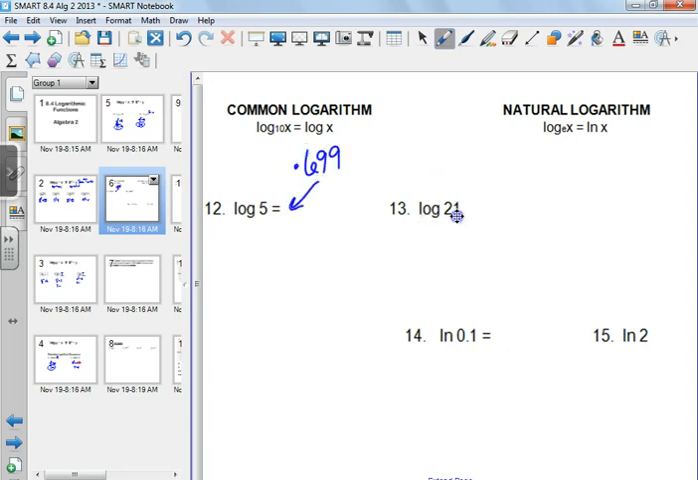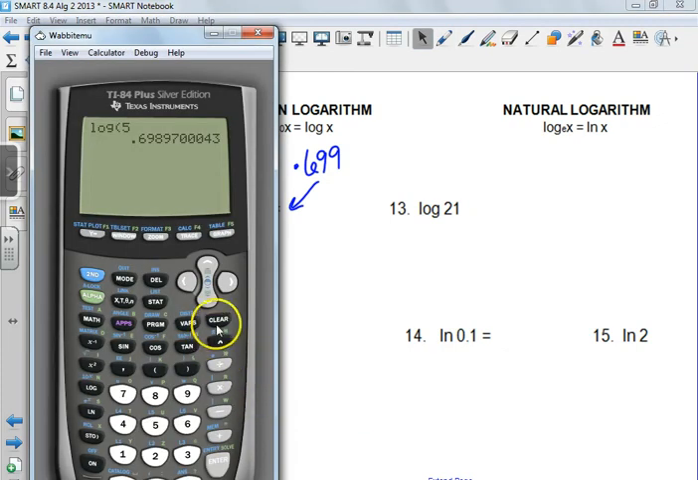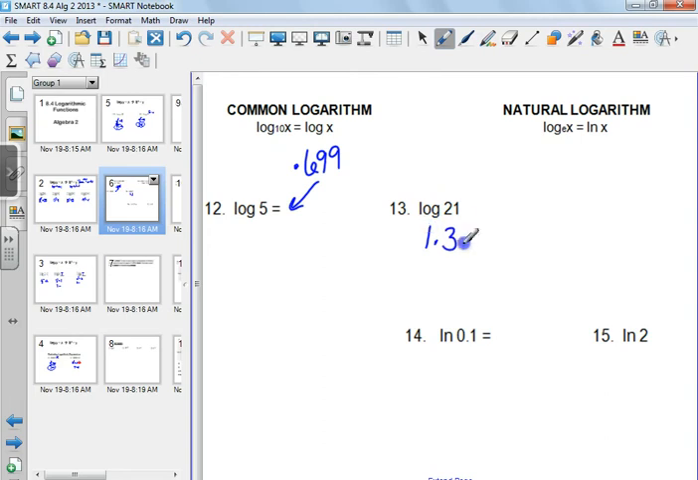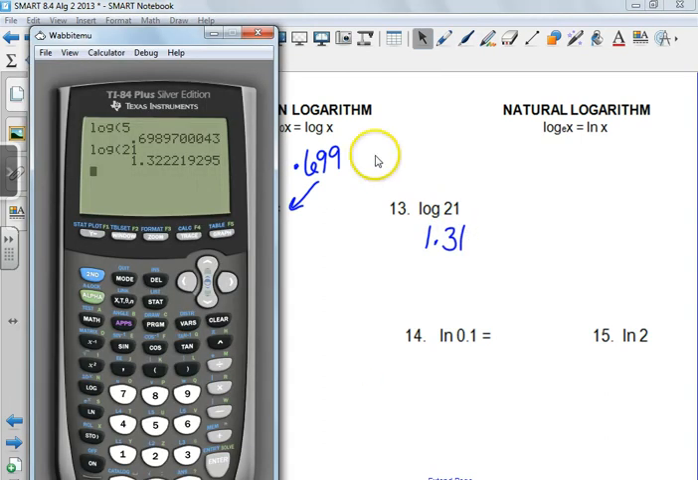And then the common logarithm of 21. Again, you want to pull up your calculator, because if I give you something like this, it's probably because you can't do it easily in your head. Since this is base 10, there's no way to easily say 10 to what power would give me a 21. So that's 1.32.